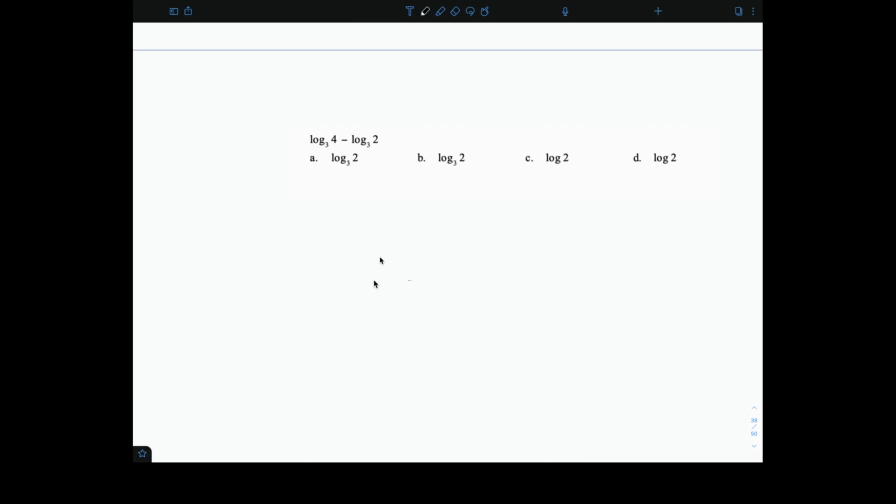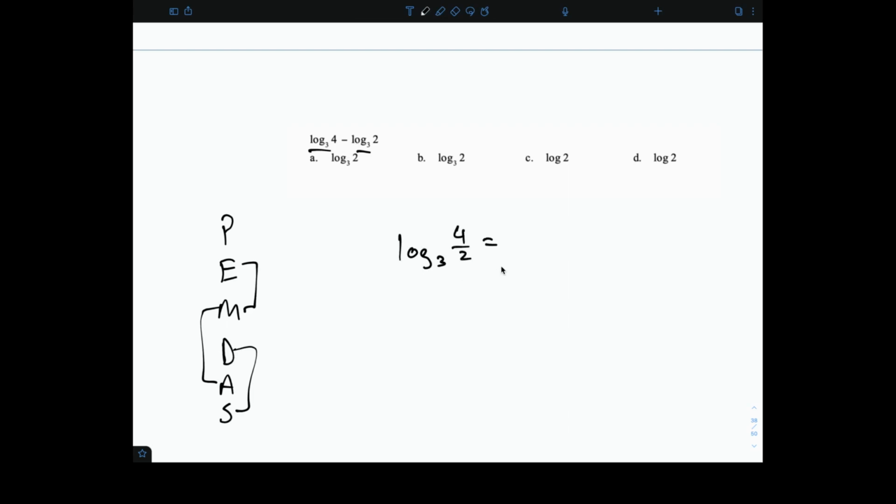Moving right along, we're going on to the next set of questions. So I alluded to this earlier. If you don't know these rules, logs are basically exponents. So we're related back to PEMDAS. So notice subtraction is the same thing as division. So because the logs are the same, we can say it's just log base 3, 4 over 2, which is log base 3, 4 divided by 2 is 2.